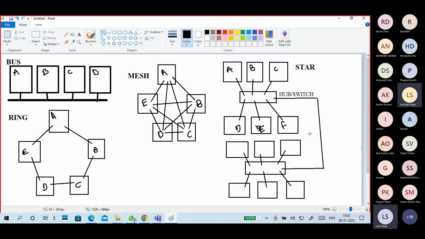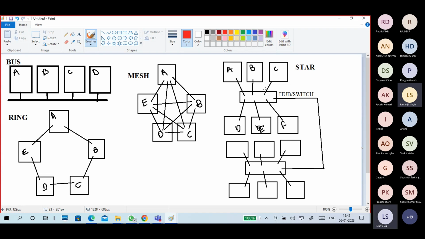So what does this mean? This is the extended star topology. It is scalable. Star topology is easy to scale, easy to configure, easy to troubleshoot, but has no redundancy. So why no redundancy? I'll show you that.